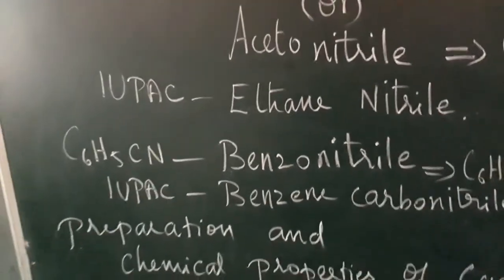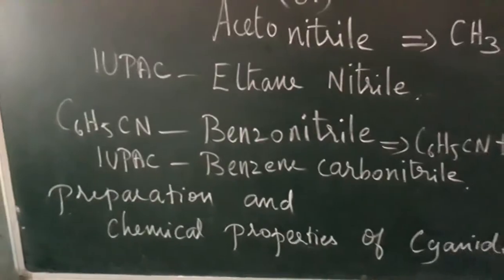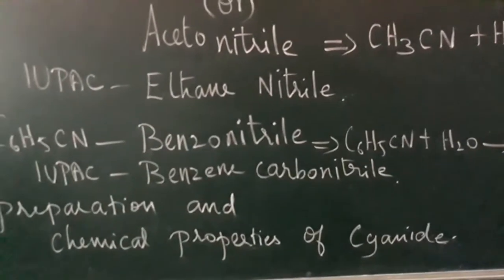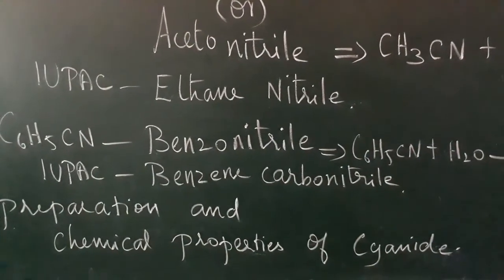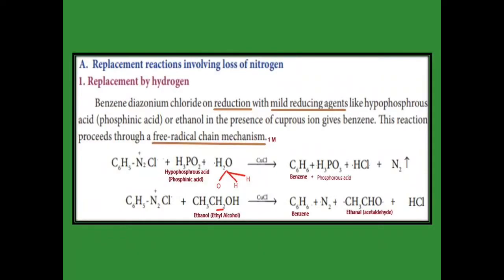For the rest of the lesson we are going to see the preparation and chemical properties of cyanide, along with the chemical properties of benzene diazonium salt. Benzene diazonium chloride undergoes two types of reaction. The first type is replacement reactions involving loss of nitrogen. In that, the first one is replacement by hydrogen. Addition of hydrogen is what we call reduction.